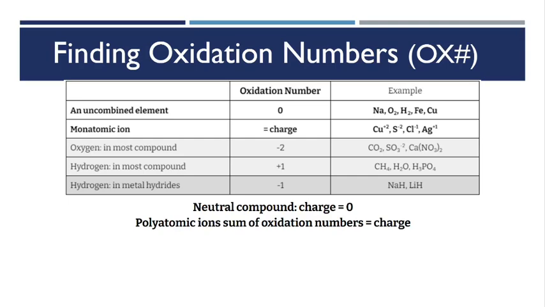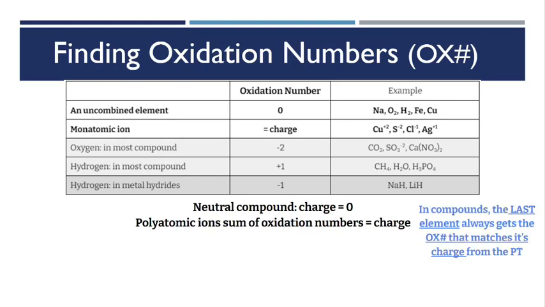Everything else is going to have elements together in a compound. And the most important rule to remember when we have elements together in a compound and we're trying to find the oxidation numbers is that in compounds, the last element in the compound always gets the oxidation number that matches its charge from the periodic table.